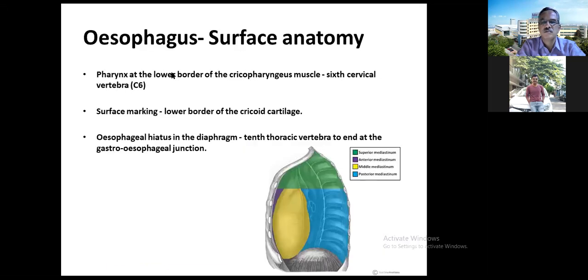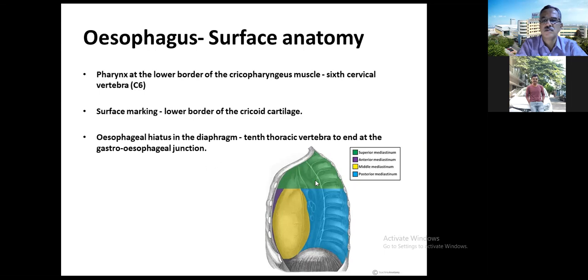Next, the surface anatomy of the esophagus. The esophagus starts from the level of the cricopharynx, approximately at the level of the sixth cervical vertebra. Anteriorly, it can be marked by the lower border of the cricoid cartilage, and the esophagus extends up to the diaphragmatic opening at the level of the 10th thoracic vertebra.